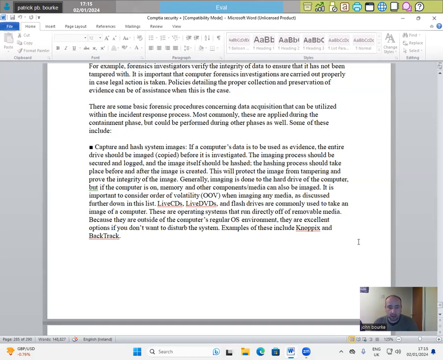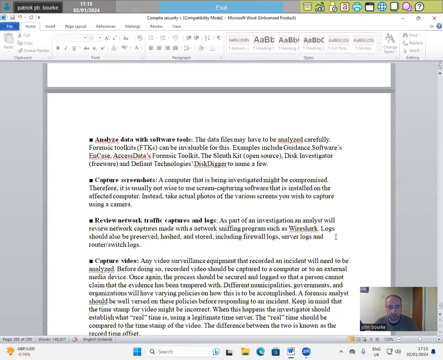They are excellent options if you don't want to disturb the system. Examples of these include Knoppix and Backtrack. Analyze data with software tools. The data files have to be analyzed carefully. Forensic toolkits, FTKs, can be invaluable for this.